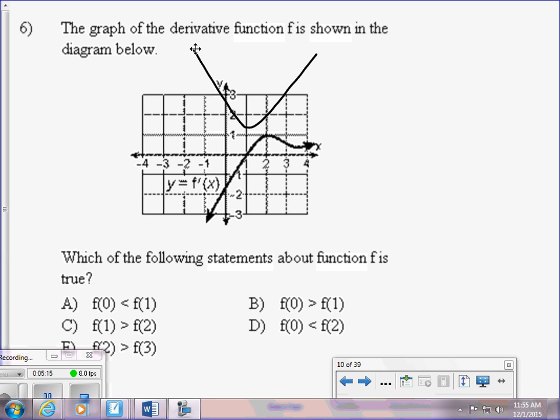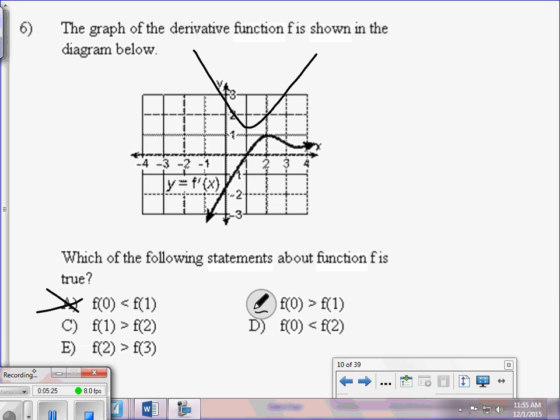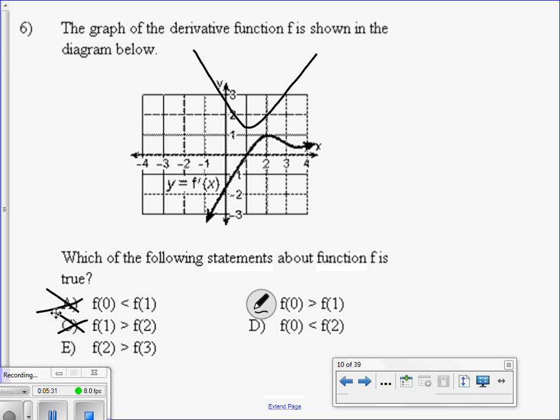Is f of 0 going to be less than f of 1? Would f of 0 be less than f of 1? No way. Would f of 1 be greater than f of 2? Nope. Is f of 2 greater than f of 3? Is this y greater than that y? Is f of 0 greater than f of 1? Yeah.